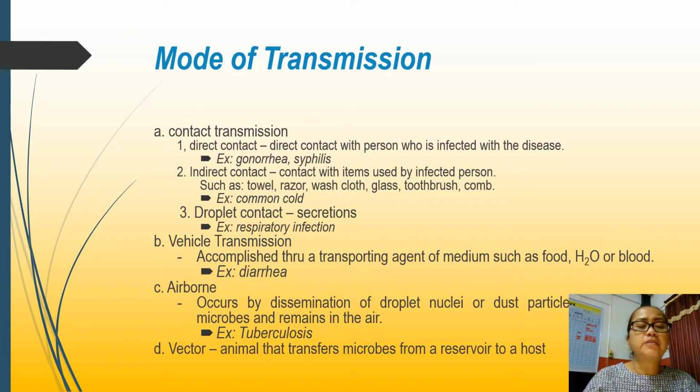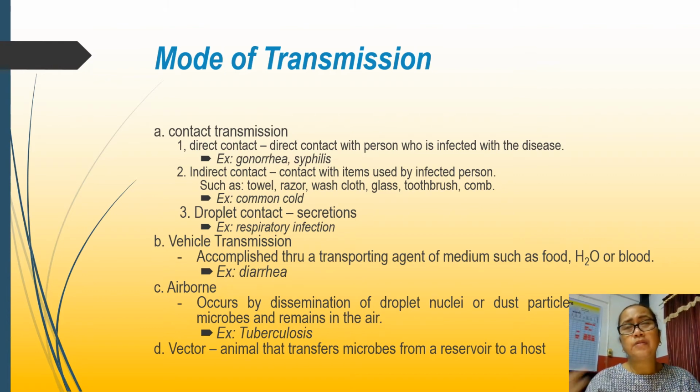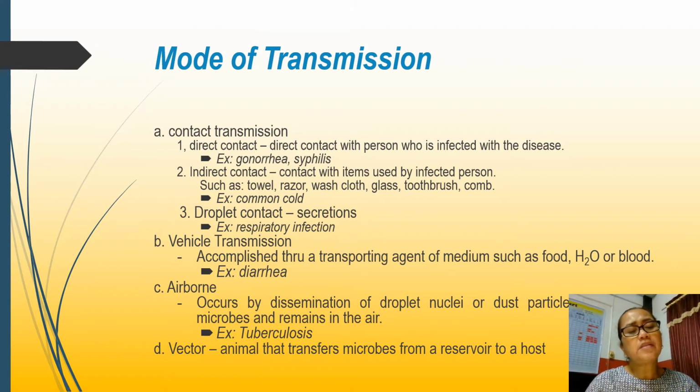Next is droplet contact, secretions or respiratory infection. We have all the diseases when it comes to your respiratory system have droplet contact and sometimes direct contact, such as your COVID-19. Examples of those: pneumonia, bronchitis, and all. Letter B, we have vehicle transmission. This is accomplished through a transporting agent or medium such as food, water, and your blood. Example of that, we have your diarrhea. Vehicle as examples, diarrhea or your food poisoning.